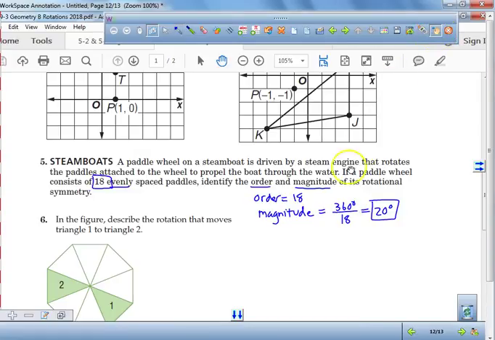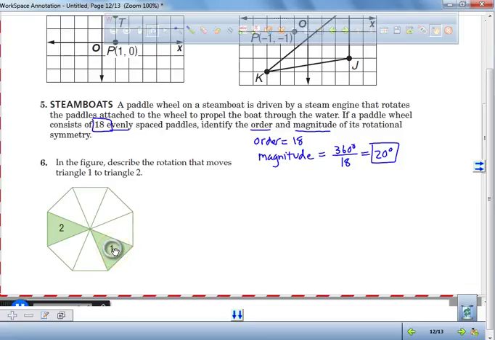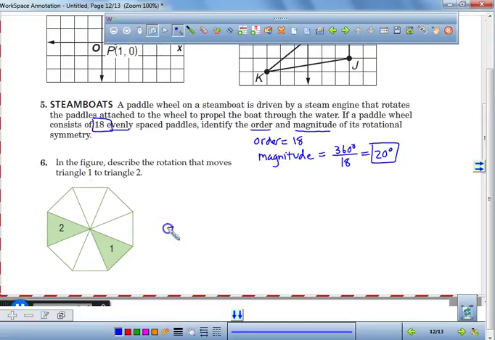Now, using that concept, it says, in figure 6, describe the rotation that moves triangle 1 to triangle 2. Now imagine if you were to grab this right here, and you were able to slide it over 1. And every time you slid it over into the space, you made it click. So right here, that'd be a click. Here, another click. Here, another. So if you turn it, you go click, click, click. How many turns would it take? 3. So right now, we have 3 turns.